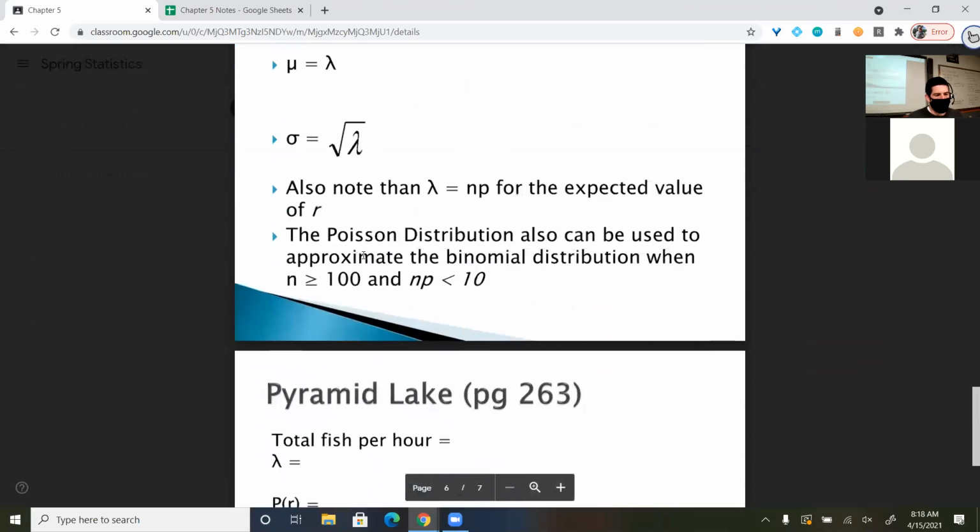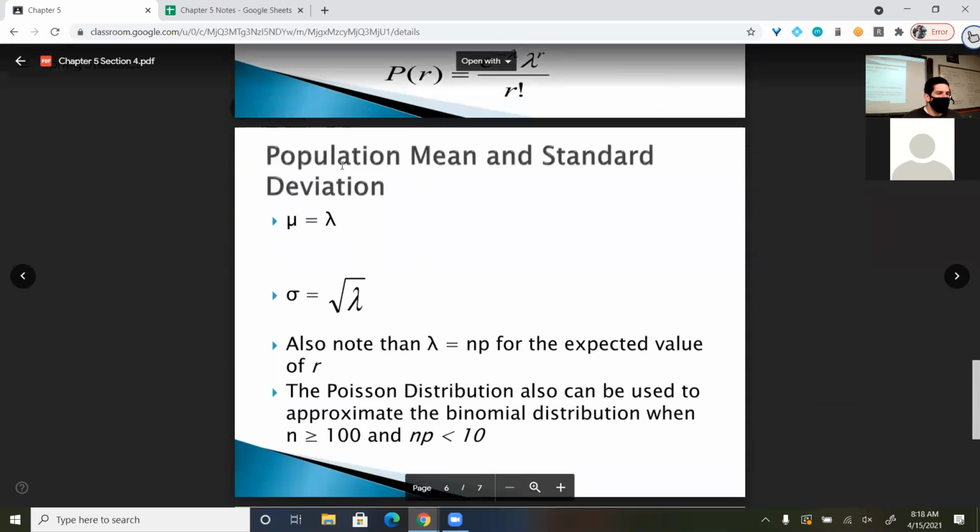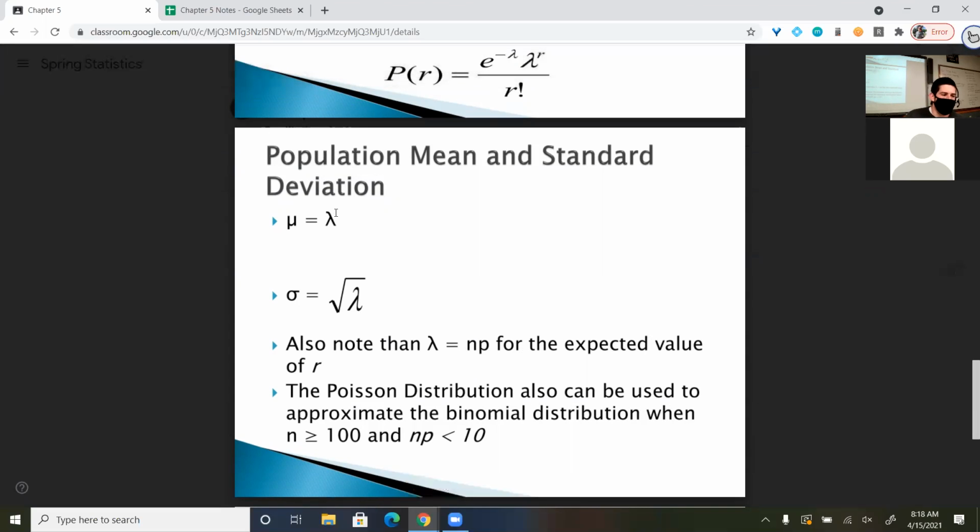And we'll be doing a problem that kind of goes over that. The population mean is going to be lambda. So whatever they say is lambda, whatever we calculate, that's going to be our mean. The standard deviation is the square root of that lambda.